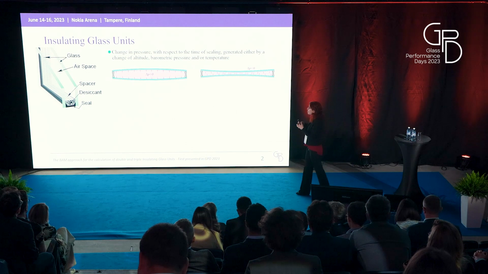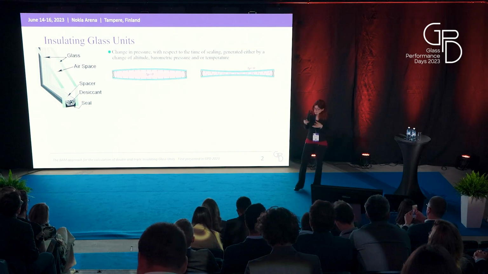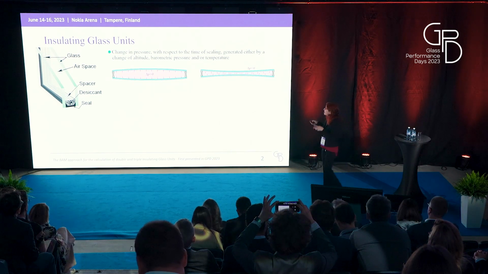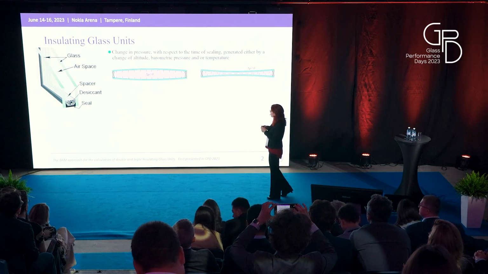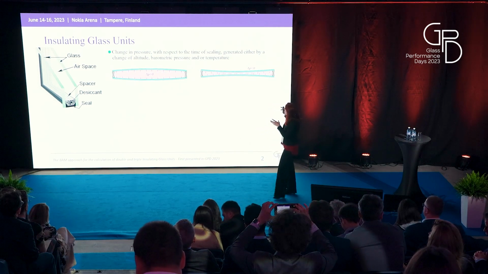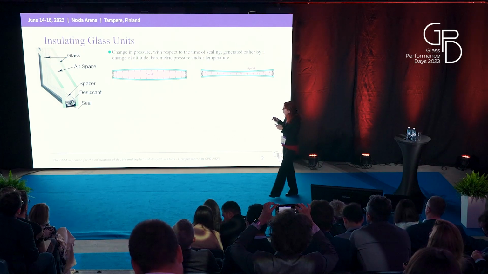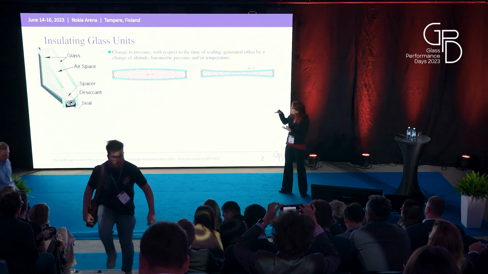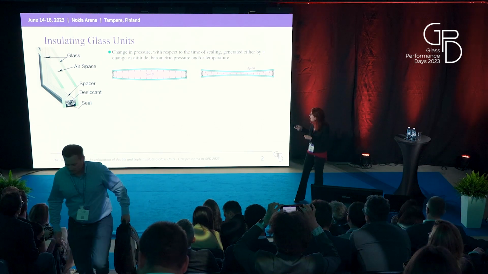There are two different kinds of loads to which the IGU can be subjected. The first type is represented by changes of the internal pressure of the gas, that may be due to either a change of altitude, of barometric pressure, or temperature. These are usually referred to as climatic loads. This change of pressure is equivalent to a distributed load acting on both glass panes.